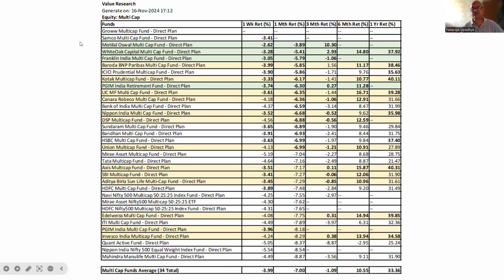Next one is multi-cap funds. Average annual return 33.36, but negative return for 1 week, 1 month, and 3 months basis. Among the ones in green, a couple of them, the maximum annual return is 37.92% by Motilal Oswal and White Oak Capital Multi-Cap Fund. Okay, so that is multi-cap funds.